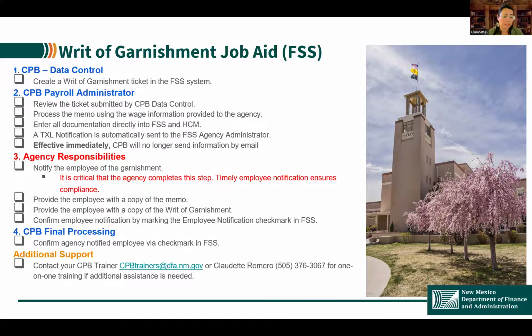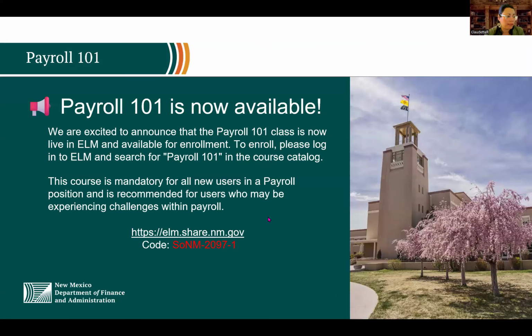And then if you need additional support, I've provided the CPB trainer's email and my phone number as well. Again, you can do one-on-one training with me. We can go over them live as you need. Or you can always reach out to your payroll admin if you get a notification. You might be new and not know what this TXL notification looks like. We're here to assist you with that. And then, does anybody have any questions?